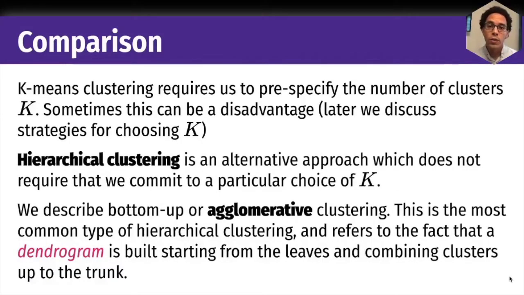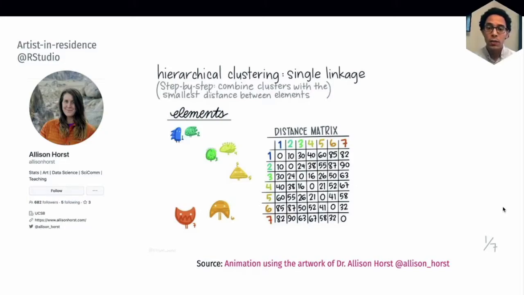Another approach for clustering is what we know as hierarchical clustering, and this is an alternative to the k-means method that we discussed before. We describe a bottom-up or agglomerative clustering approach. This is one of the most common types of hierarchical clustering and refers to the fact that a dendrogram is built starting from the leaves and combining clusters up to the trunk of a tree. Once again, we have a great animation using the artwork of Allison Horst that explains how hierarchical clustering works using a single linkage function.